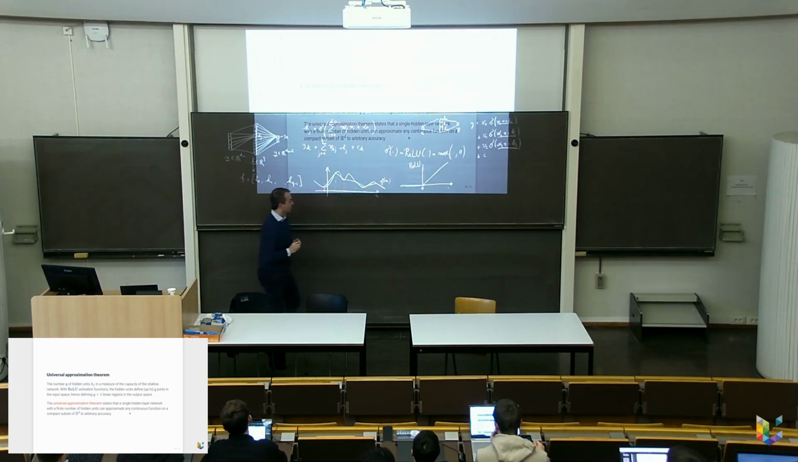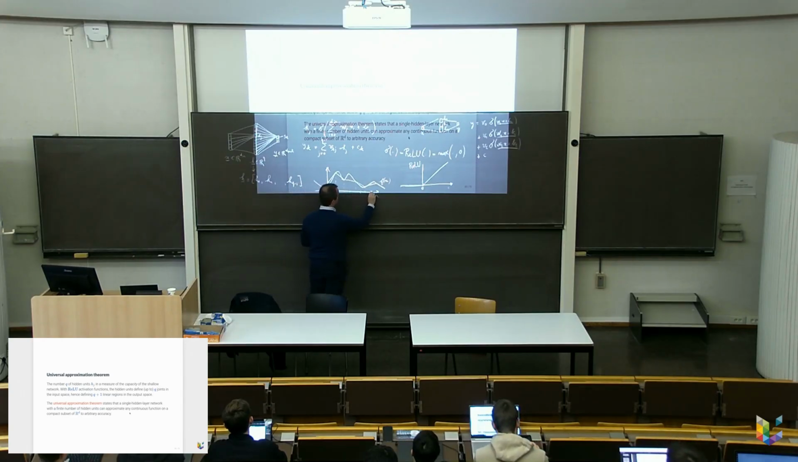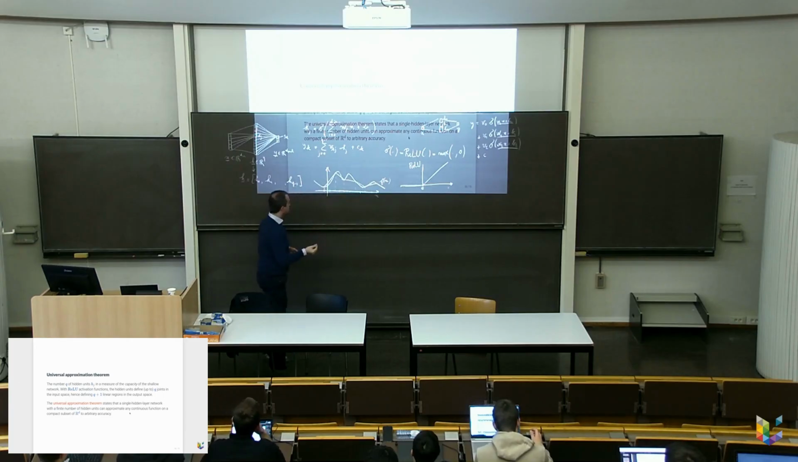Okay, and you will argue that this is not a very good approximation of f of x. Okay, and I would agree with you. However, you can make this approximation arbitrarily accurate by just considering more and more and more hidden units. Okay, so for example, if you have twice as many units, you would have twice as many segments.